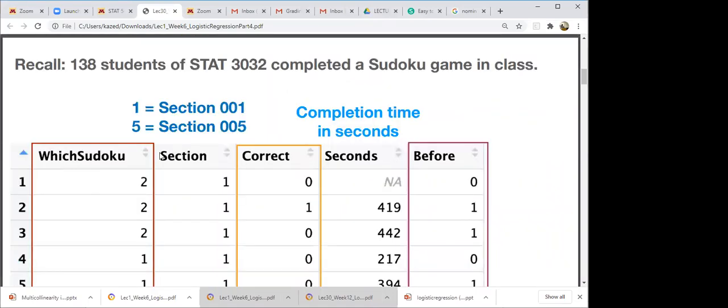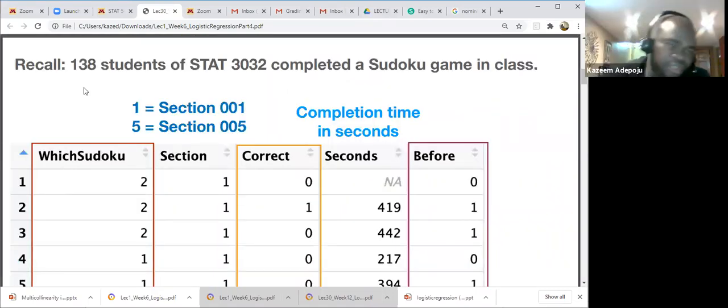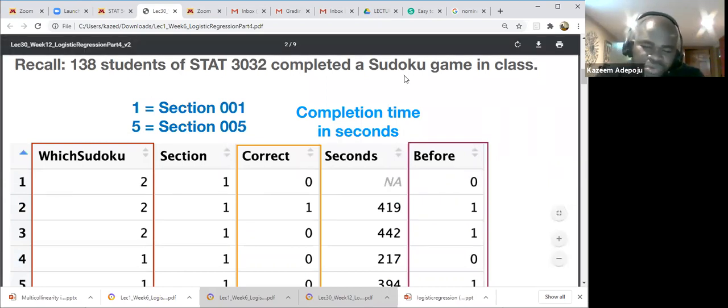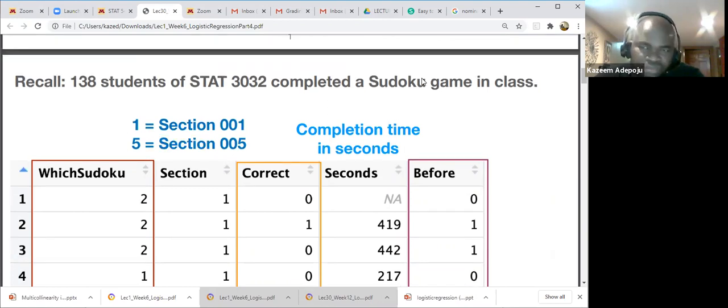Now, the example today will be on the Sudoku game. Has any one of you heard about the Sudoku game? Okay. Sudoku is just a game where you put different combinations of letters together to make sense.